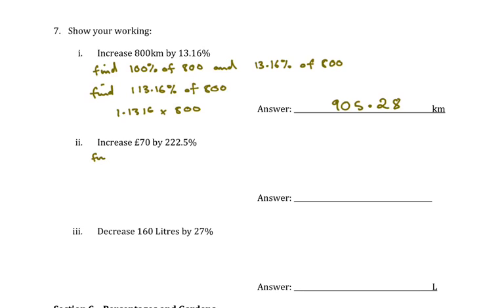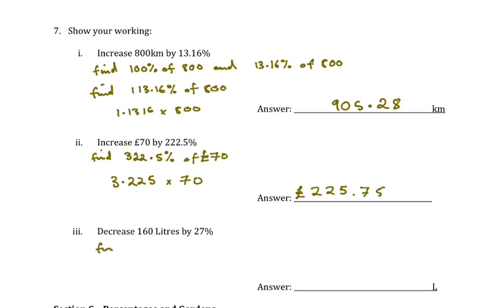Next question. Increase £70 by 222.5%. So this is the same as finding 322.5% because it's 100% and 222.5% more, which is 322.5% of 70. Change 322.5% to a decimal, which is going to be 3.225. Multiplied by 70, do this in your calculator, and you get £225.75.